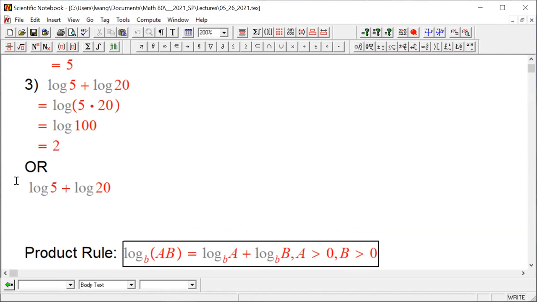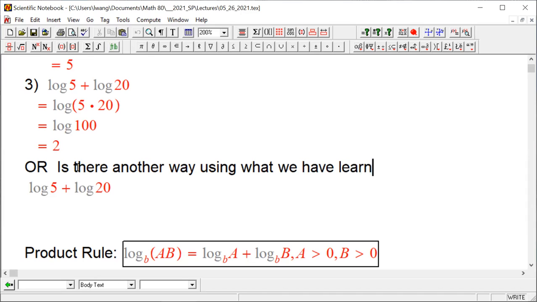So these are all good questions, even though we're done with the question. Is there another way, using what we have learned, without using a calculator? I want you guys to think about it.